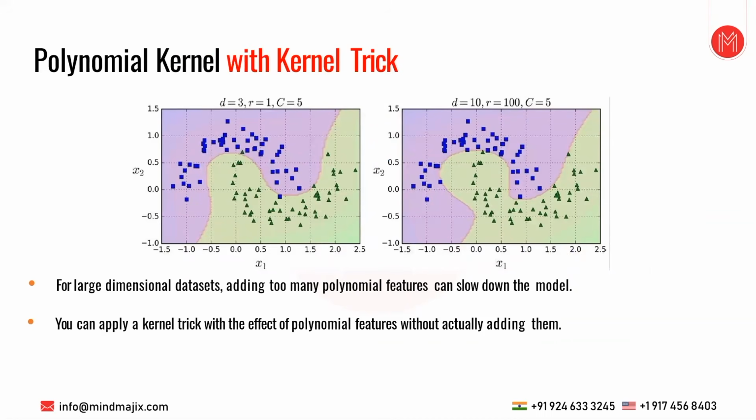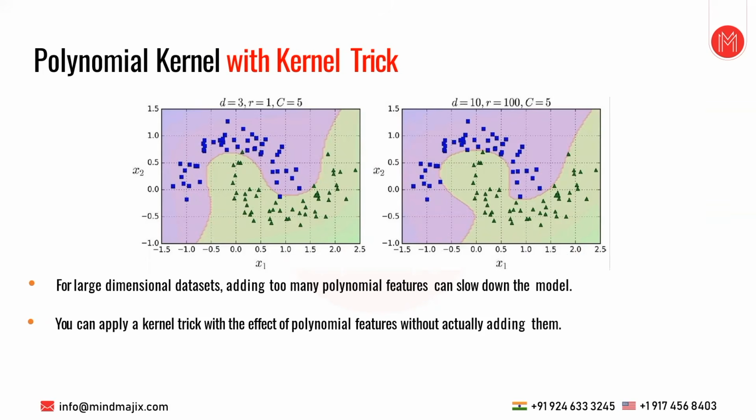For a high-dimensional data set, adding too many polynomial features can slow down the model. If we have a large data set and provide a high degree, like degree 10, it does not work properly because it tends to overfit. So you can apply the kernel trick, with the effect of polynomial features, without actually adding them. The code shown below trains an SVM classifier using a 3-degree polynomial kernel, but with the kernel trick.